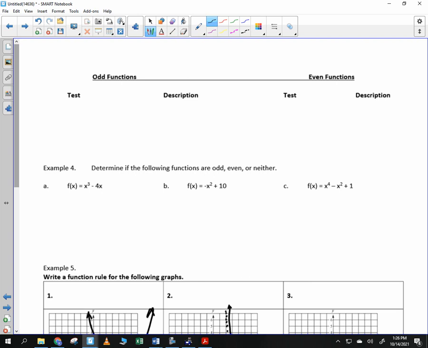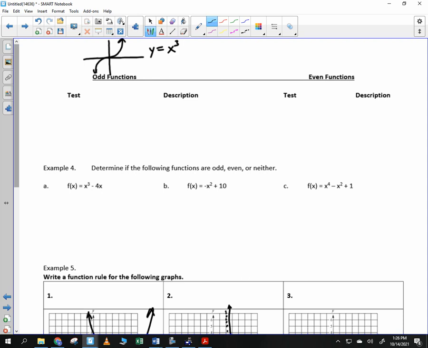Let's learn about even and odd functions. Here's an example of an odd function. Y is equal to x to the third. Can anybody out here guess why we call it an odd function? Because the exponent is odd.